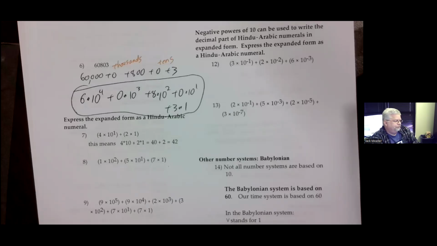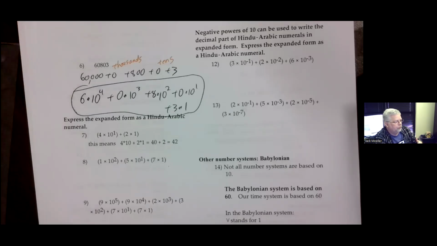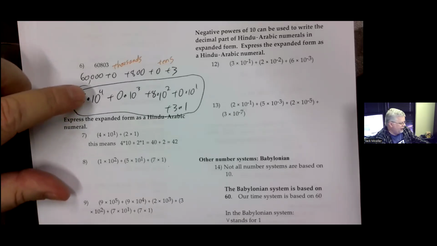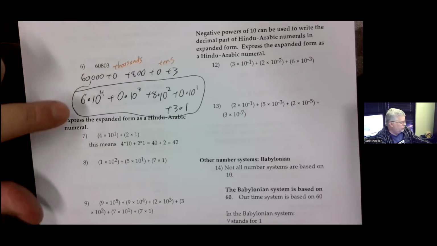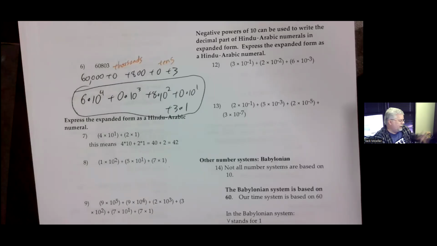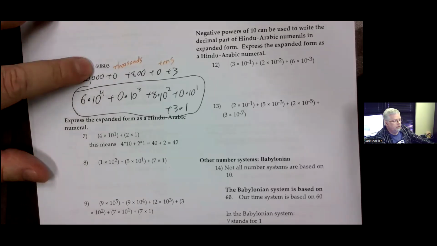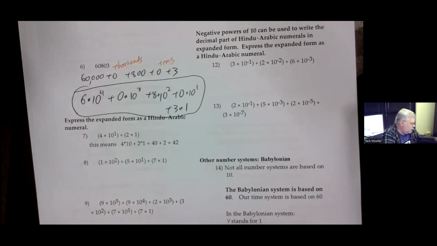All right. So as long as you know your place values, that's basically what we're doing: we're writing this out on place values. And instead of writing out in word form what the place value is, we're writing it out in exponential form with powers of 10. All right, so that is starting with the standard number, going to expanded form. Now we go backwards.